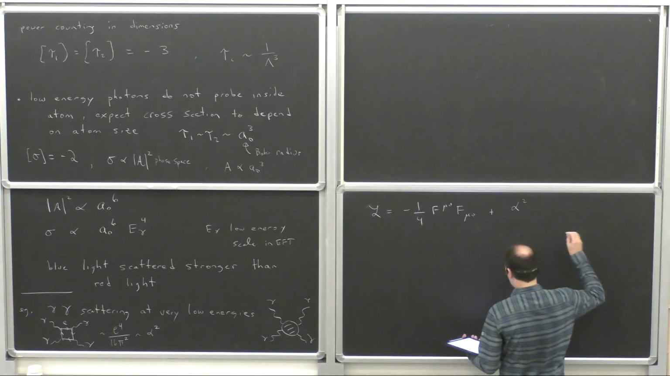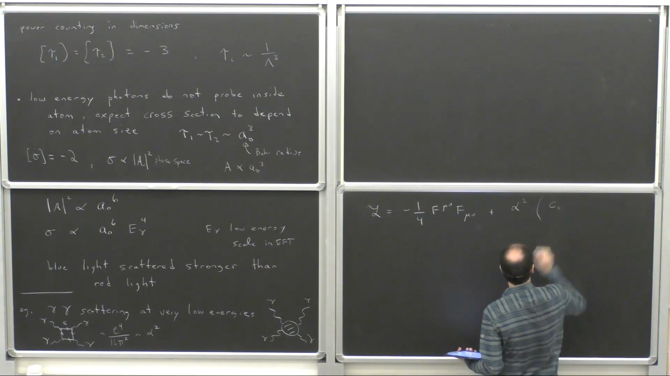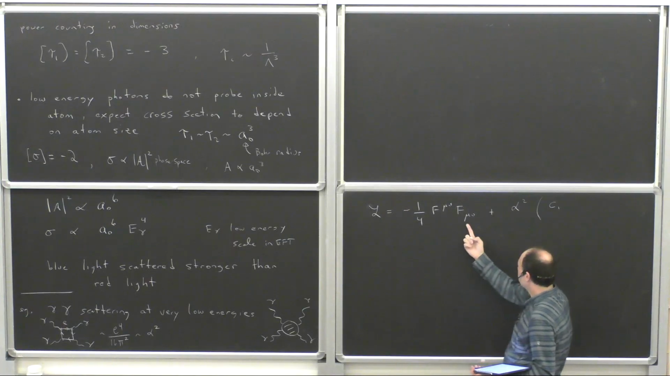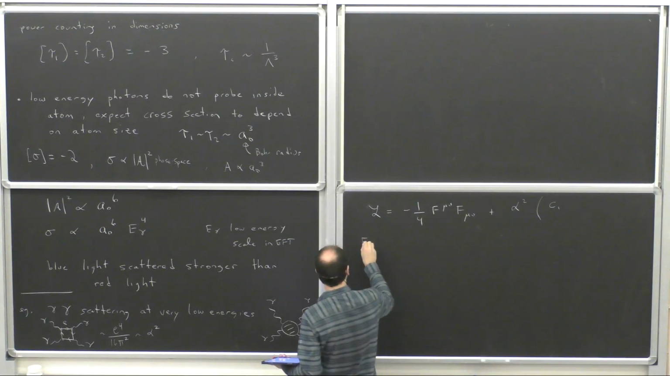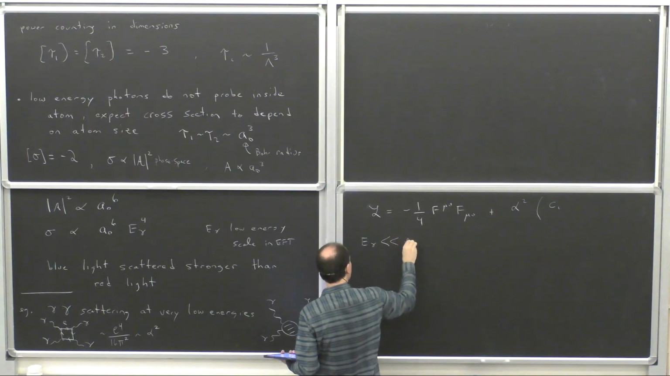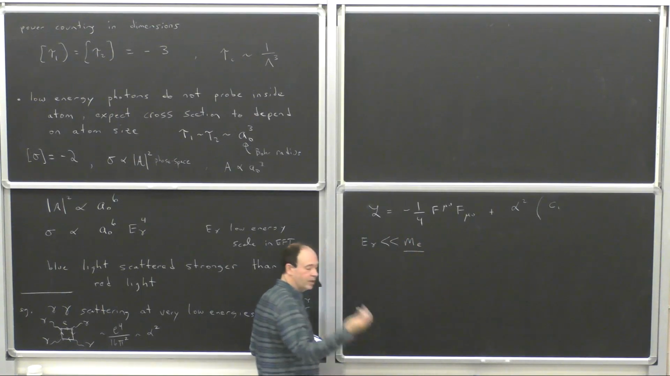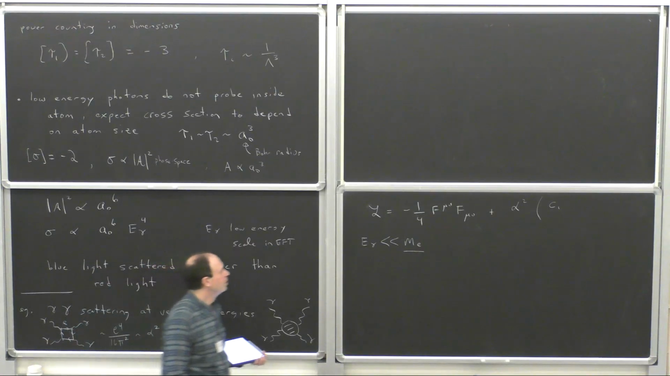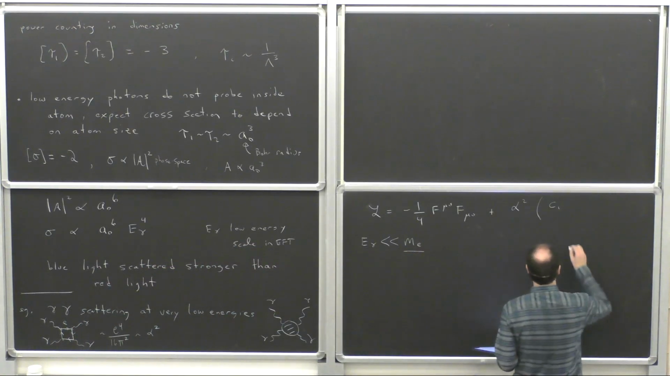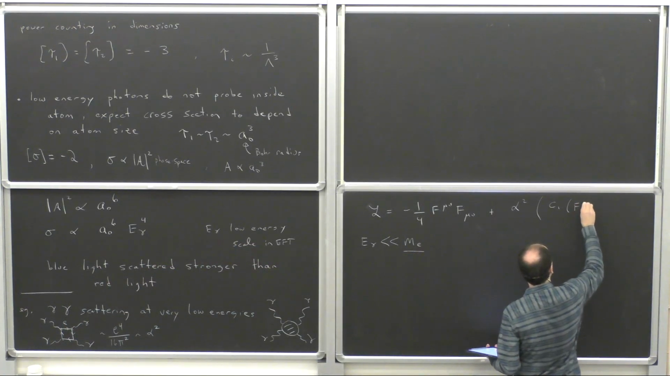And then I have to think about what type of operators I can write down. Well, I really only have F. The electron is gone. E gamma is much less than the electron. The electron is a high scale. I don't write down the electron as a degree of freedom. The only degree of freedom is the photon. And so what I can write down are things involving F.